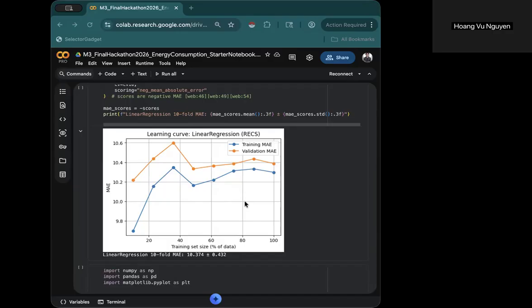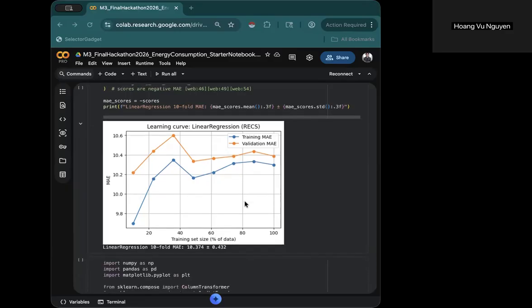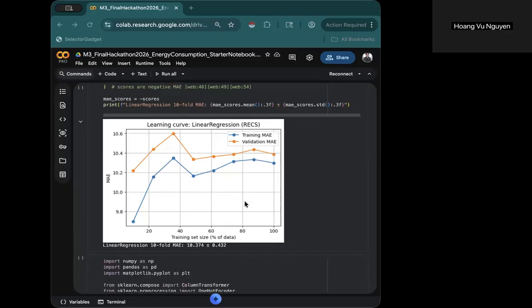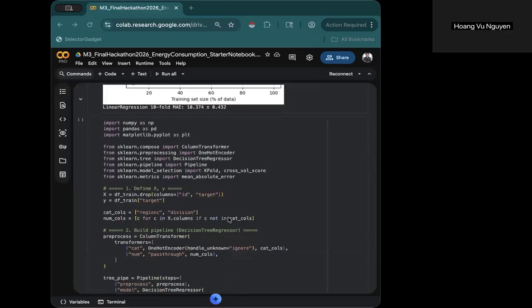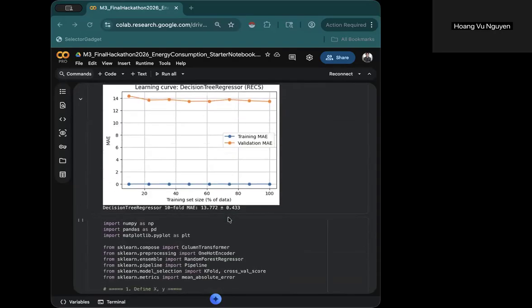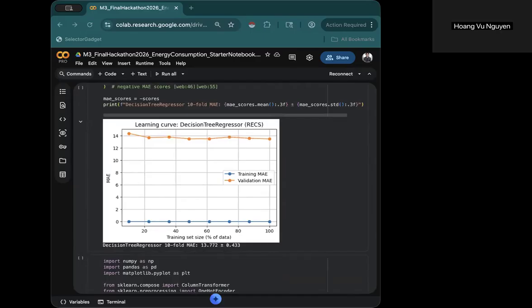However, the baseline showed relatively high validation error, up to 10.374, suggesting the presence of potential nonlinear relationships in the data that perhaps the linear model simply could not capture. So then I implemented the next model, which was a simple decision tree regressor.